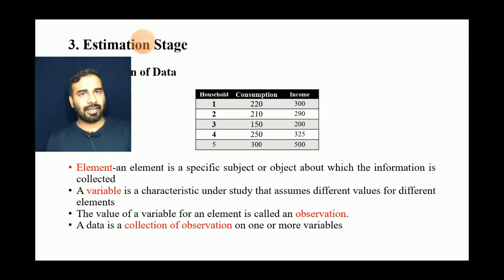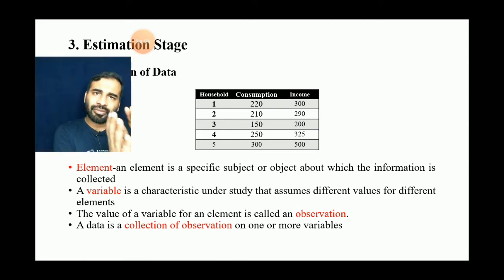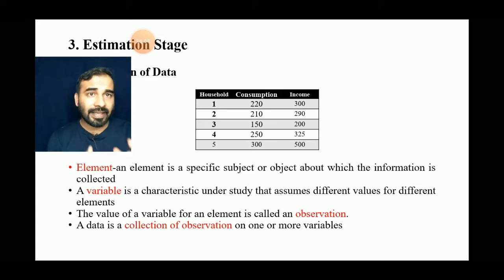What is data? Look at this graph, this screen. You can see I am collecting data from 5 households. Their consumption is given, their income level is given. Check the first household. Their income is 300 rupees. They are consuming only 220 rupees. The remaining 80 rupees they are saving. So in this graph, there are 3 different concepts underlying.